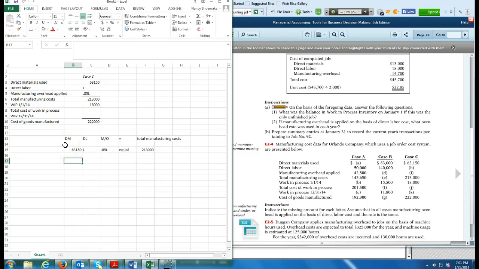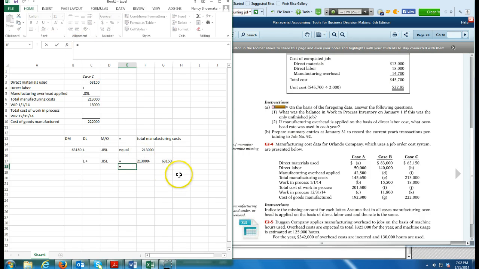Okay, now let's think of algebra. You know how you take this 63,150 and you bring it over to the other side of the equation. So L plus 0.85 L is basically going to equal 213,000 minus 63,150.